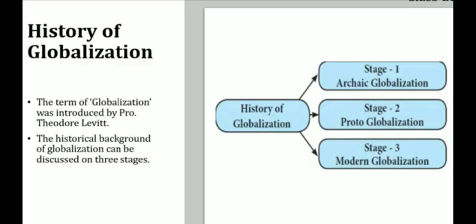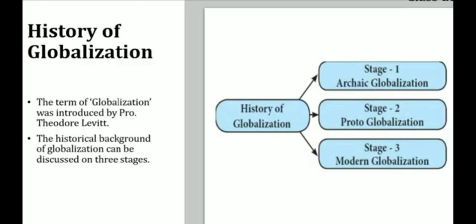Do you know who introduced this term globalization? It was introduced by Professor Theodore Levitt. Okay, who introduced it? Theodore Levitt. He introduced this term globalization. So there are three types of globalization.